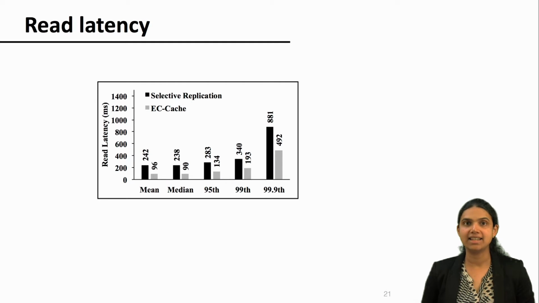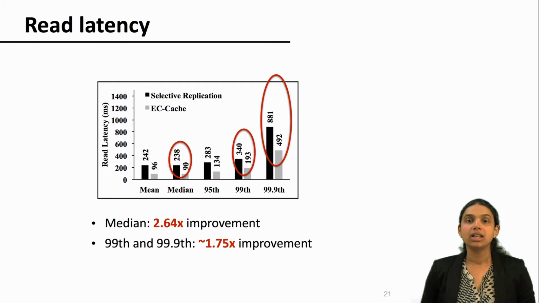Now let's look at read latency. Here on the y-axis, we have read latencies, and on the x-axis, we have different percentiles of the read latencies. The black bars correspond to selective replication, and the gray bars correspond to EC cache. We observe that EC cache provides more than 2.5-fold reduction in median latency and more than 1.75-fold reduction in terms of tail latency.